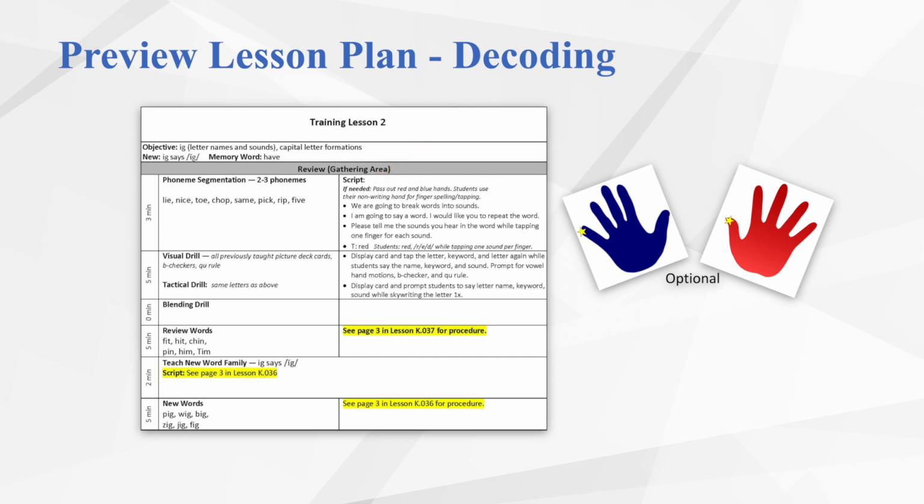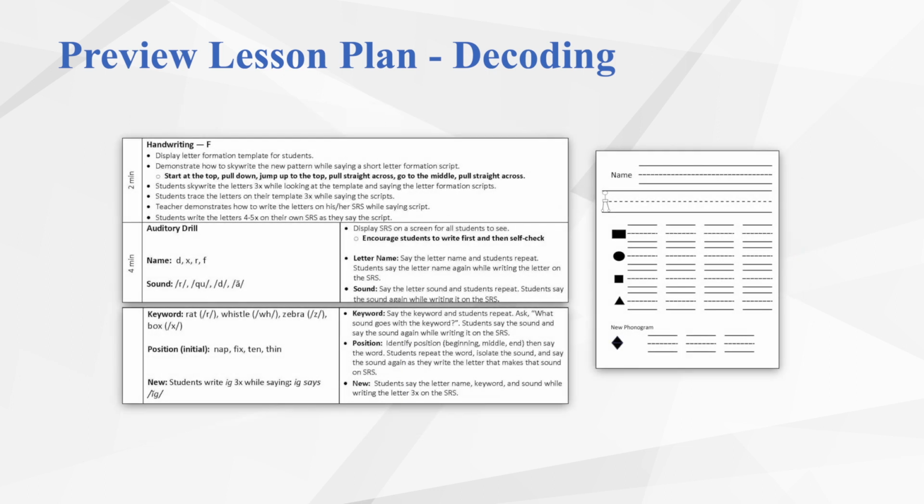After the review components, we introduce something new. In this lesson, we will be teaching a new word family, IG, and applying it to words to read. After we've introduced the new component, the lesson shifts to an encoding emphasis.